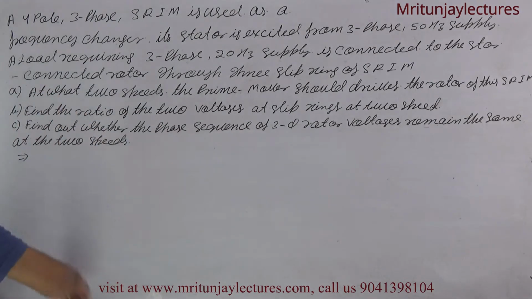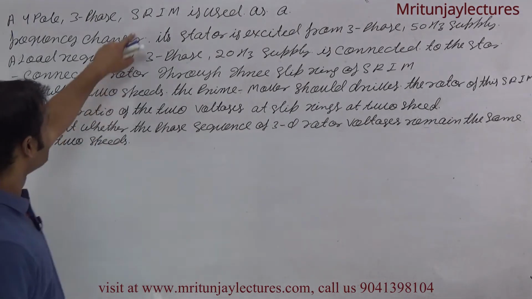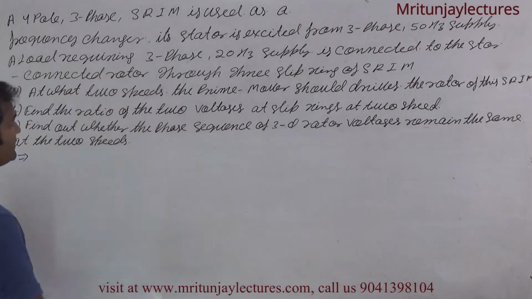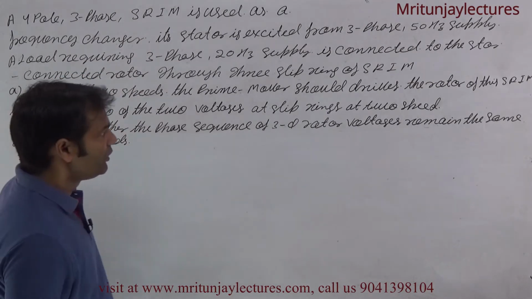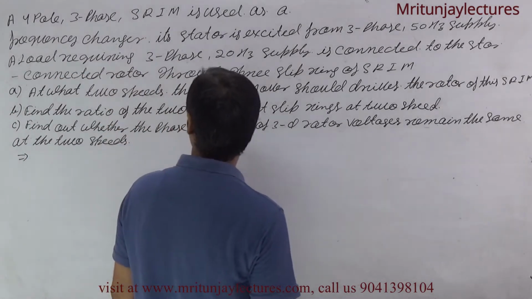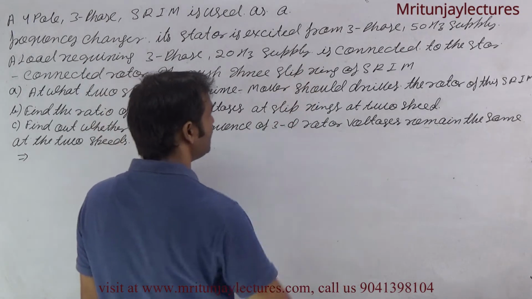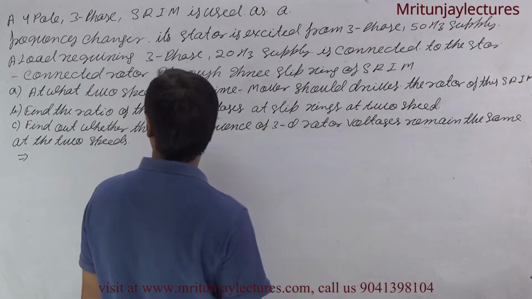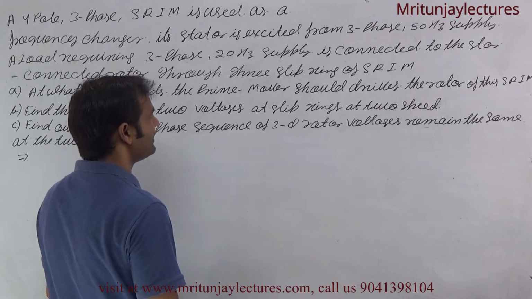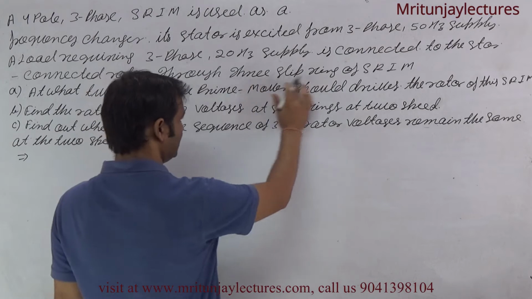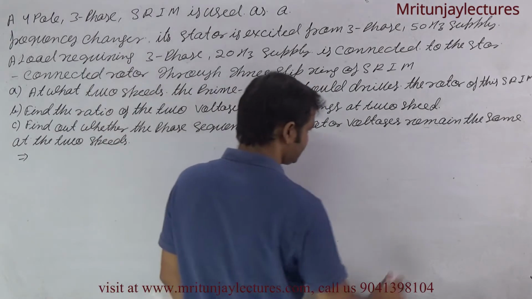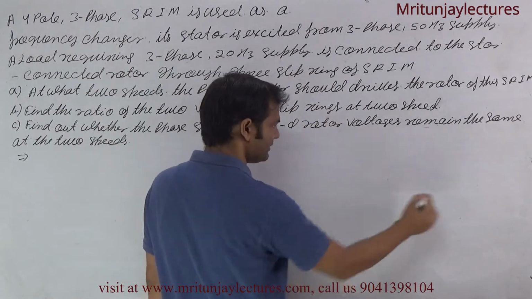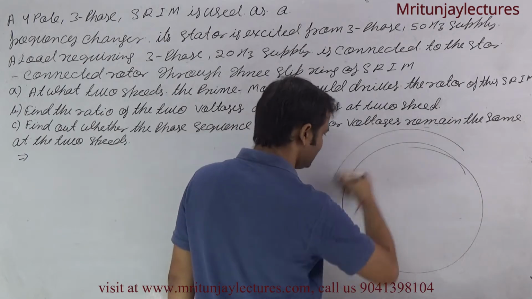So read the question. A 4-pole 3-phase slip ring induction motor is used as a frequency changer. The stator is excited by a 3-phase 50 Hz supply. A load is required. A 3-phase 20 Hz supply is connected to the star-connected rotor through the 3-phase slip rings of the slip ring induction motor. Okay, so first of all, make the stator winding like this.